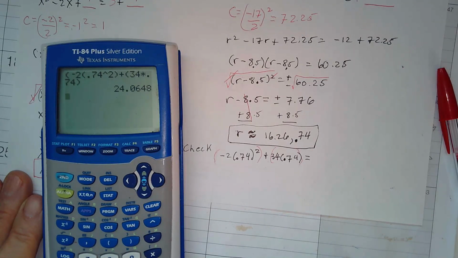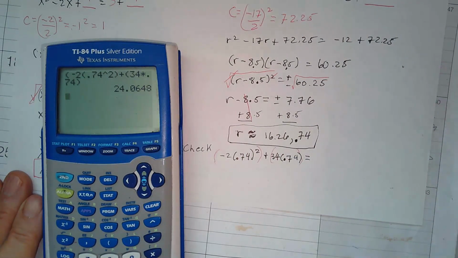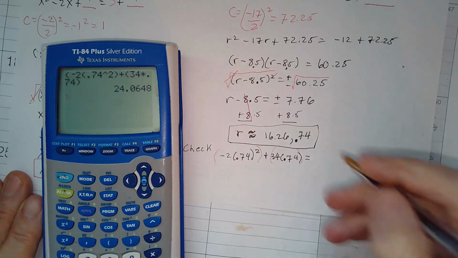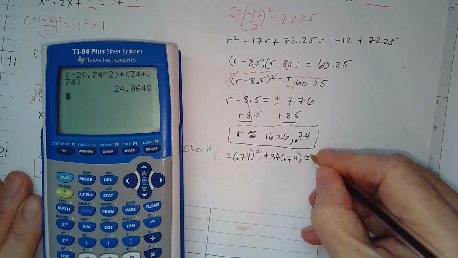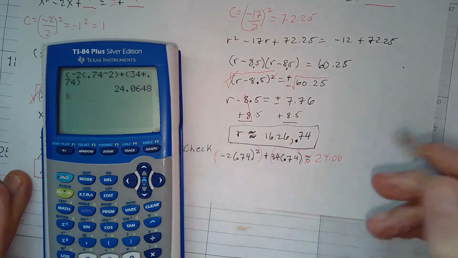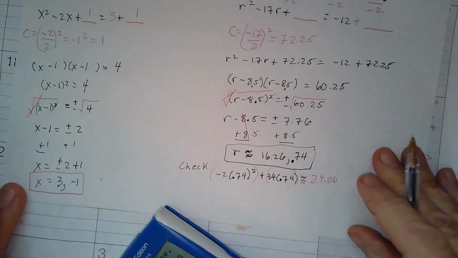And what do I get? 24.0648. That would round to 24.06 if you go to the nearest hundredth. And remember, that's really approximate. That's close enough to 24 to show you that.